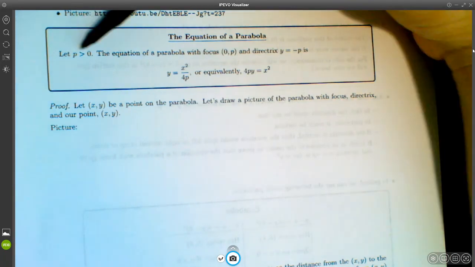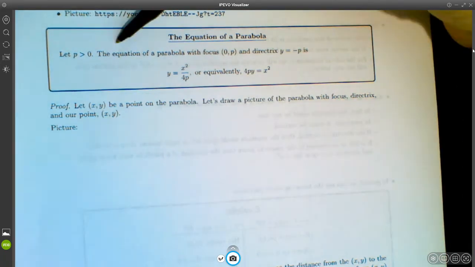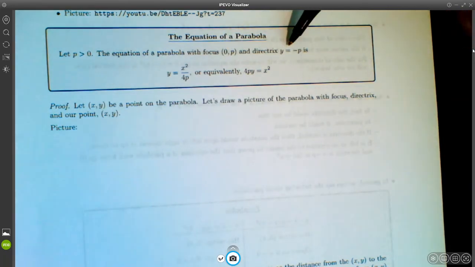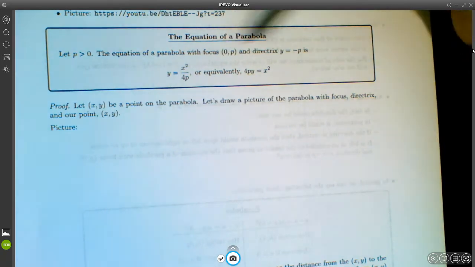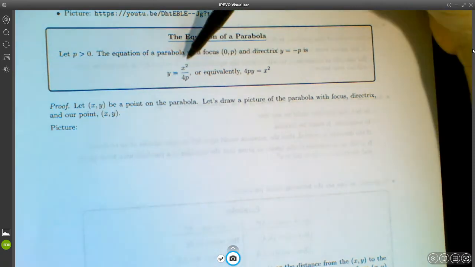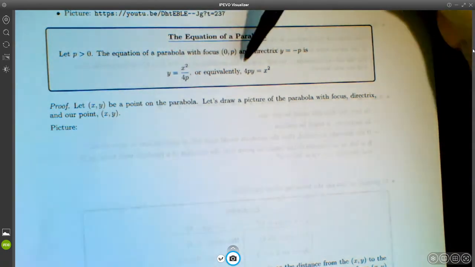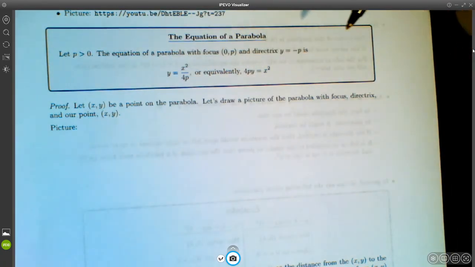So let p be a positive real number. The equation of a parabola with focus (0, p), so the focus is going to be right on the y-axis, and the directrix is going to be y equals negative p, is y equals x squared over 4p. Or equivalently, you can multiply by 4p and get 4py equals x squared.